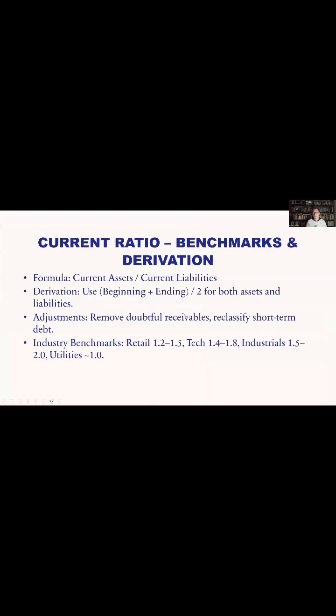So the two that I'm going to talk about, the first one is the current ratio, which is the current assets divided by the current liabilities. And when you do this calculation, you look at the difference between the beginning of the year and the end of the year for both assets and current liabilities, and then you divide the assets by the liabilities. And anything that looks very doubtful, especially in the calculation for the current assets, even current liabilities, you should remove from the actual numbers.